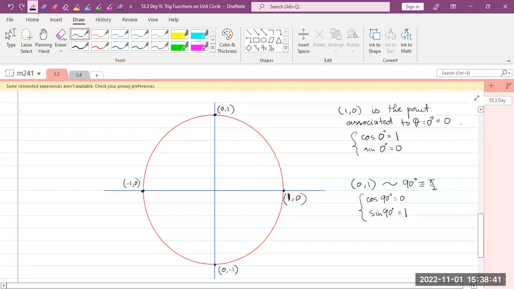How about coordinate -1, 0? Let me write it here. -1, 0 is associated to 180 degrees, or in radian associated to pi. So cosine 180 degrees equals -1. Sine 180 degrees equals 0.